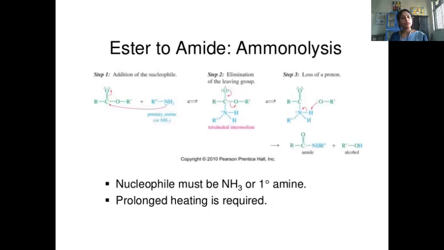The last one is ester to amide. When ester reacts with a primary amine, it will give the respective amide. Here the condition is that the nucleophile that is reacting should either be a primary amine or ammonia. And practically, this reaction takes a bit of time, so it requires prolonged heating for this reaction to happen.